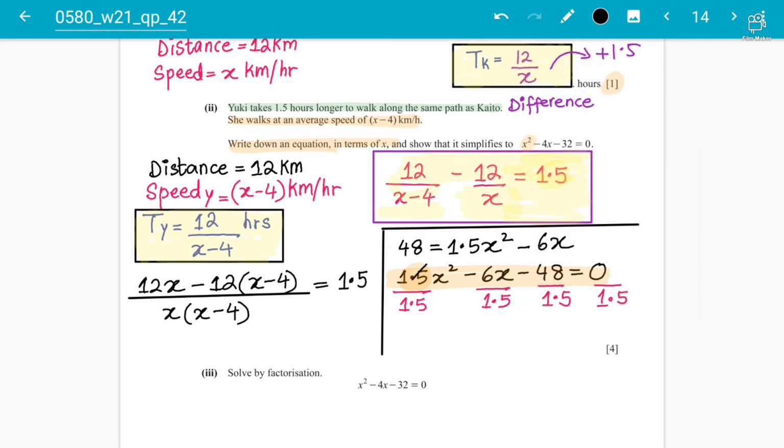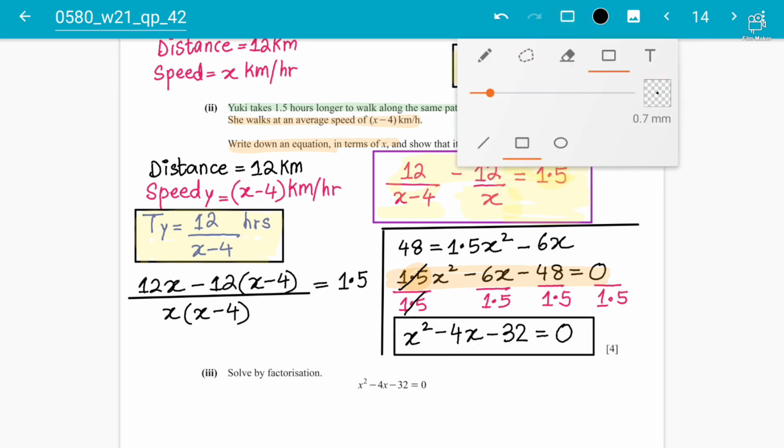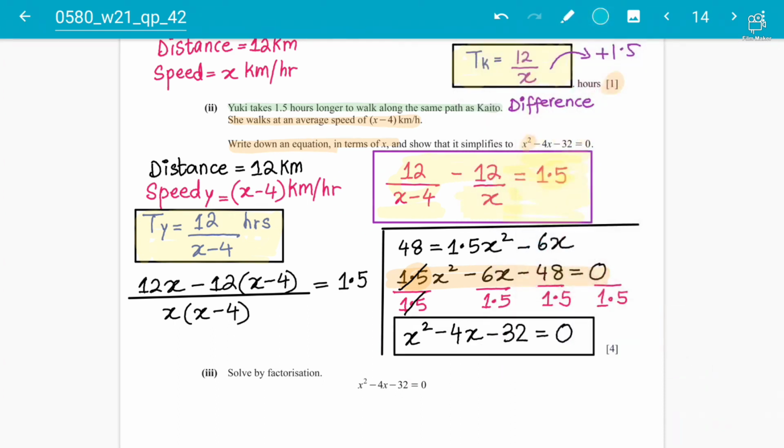So 1.5 and 1.5 cancel out, so it will be x square. 6 divided by 1.5 is, sir, 4. So x square minus 4x, and 48 divided by 1.5 is, sir, 32. So here we go, minus 32 is equal to 0 divided by 1.5, because in mathematical language you have to do both sides, okay? So 0 divided by 1.5 is 0 as well, sir. Here we go, you get the mark, students. x square minus 4x minus 32 is proved, and you get all 4 marks for this part.